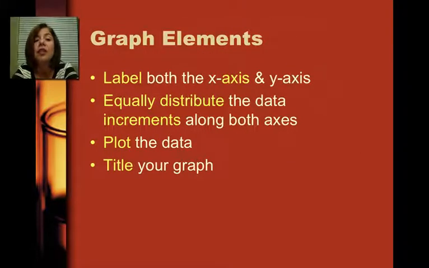Now there are various elements to a graph. The elements to the graph are the following. You should be looking to label both of the axes, the x and the y axes, telling what is being recorded on that axis. Also, the increments should be equally distributed amongst the axes, so therefore the data should have equal distribution of equal increments along both of the axes. You should plot the data in some way, depending on what kind of graph that you are producing, and you should have a title.